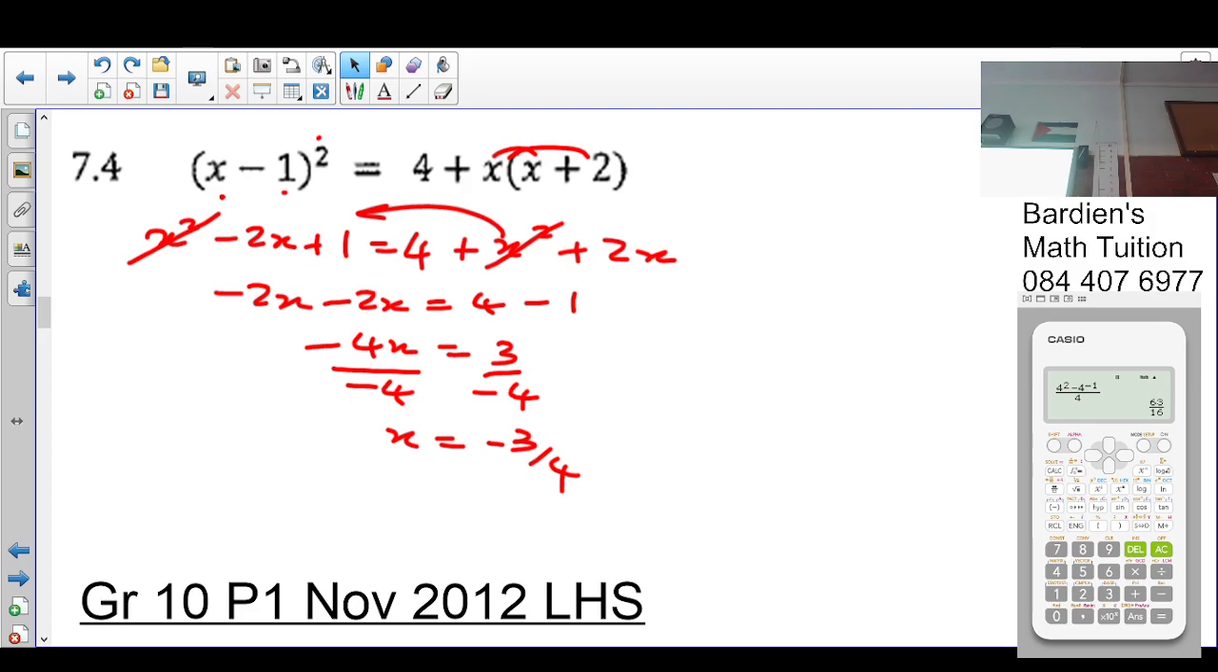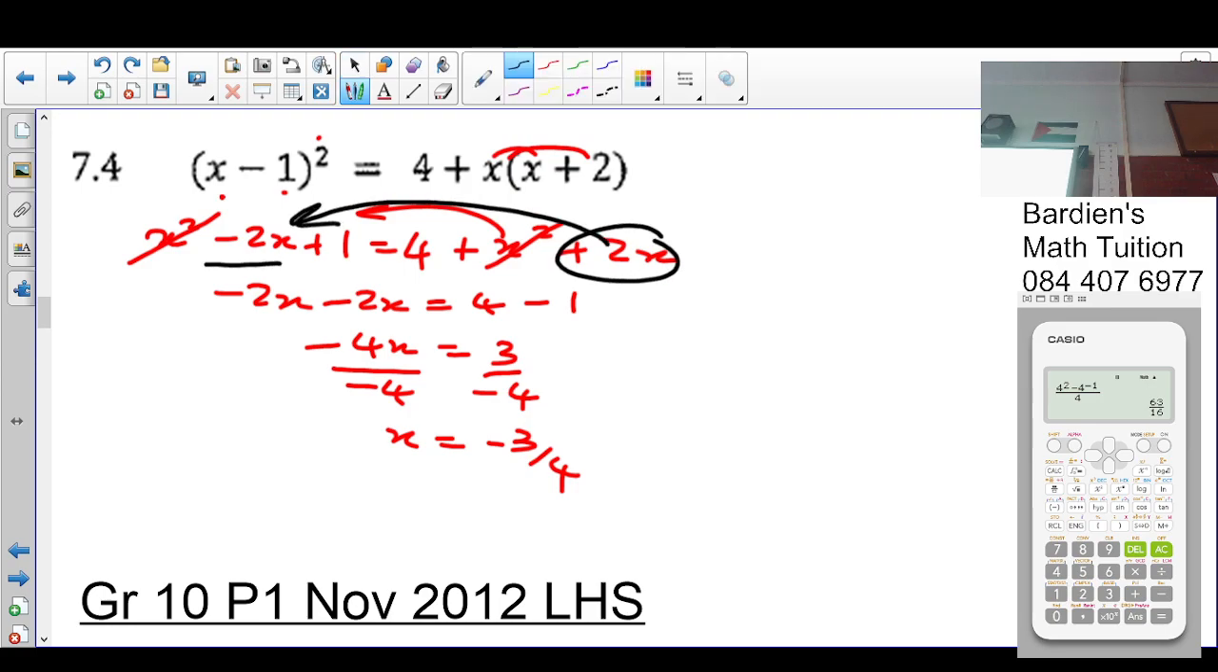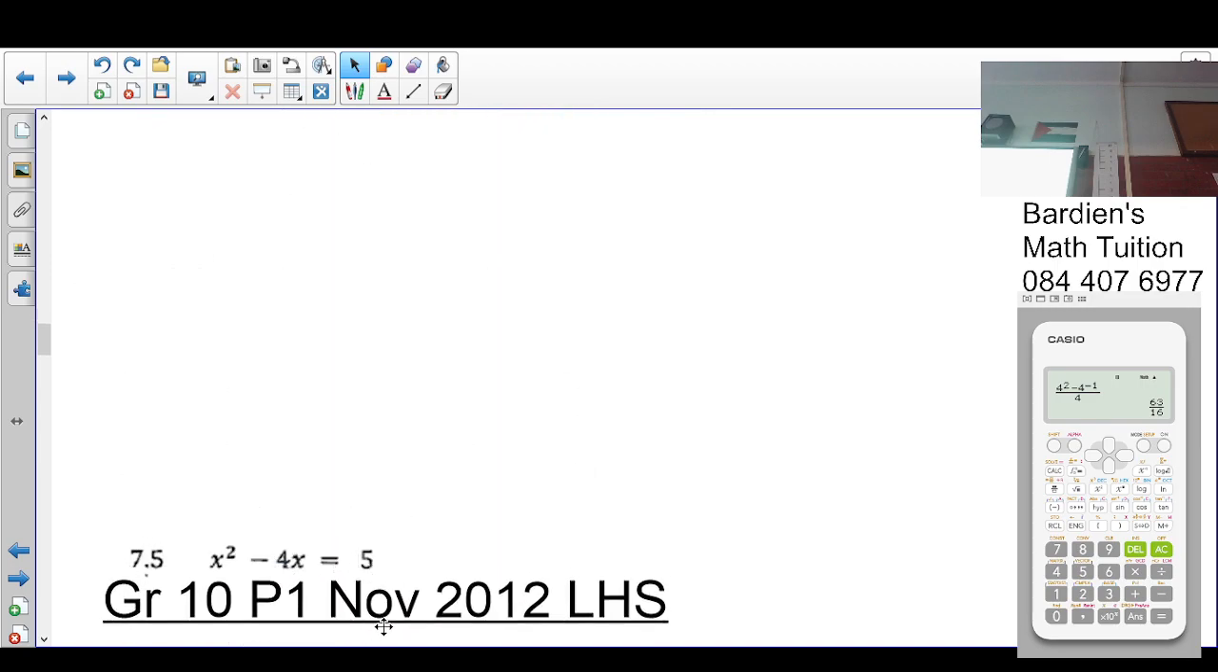Yes? I brought this negative 2x over the equal sign. So it's negative 2x minus 2x. The 4 stayed there. I brought the 1 over. So I got minus 1. Anything else? Next one.